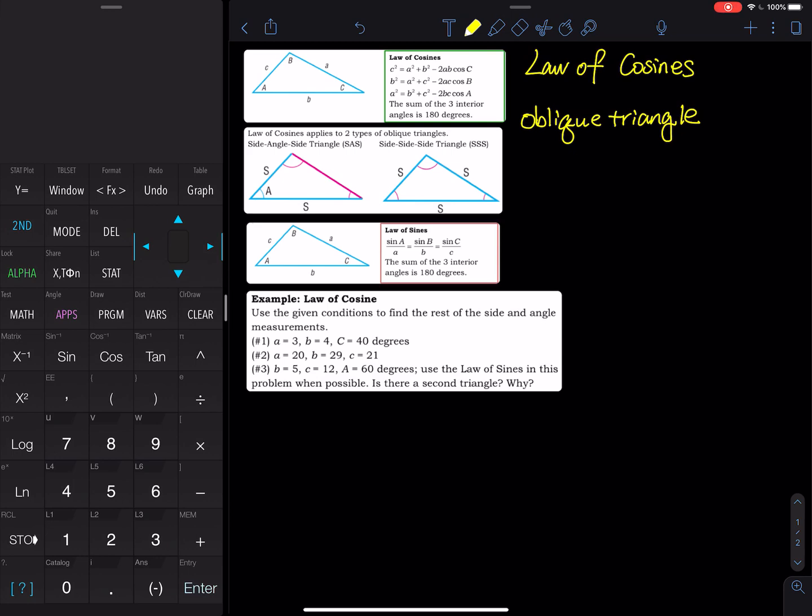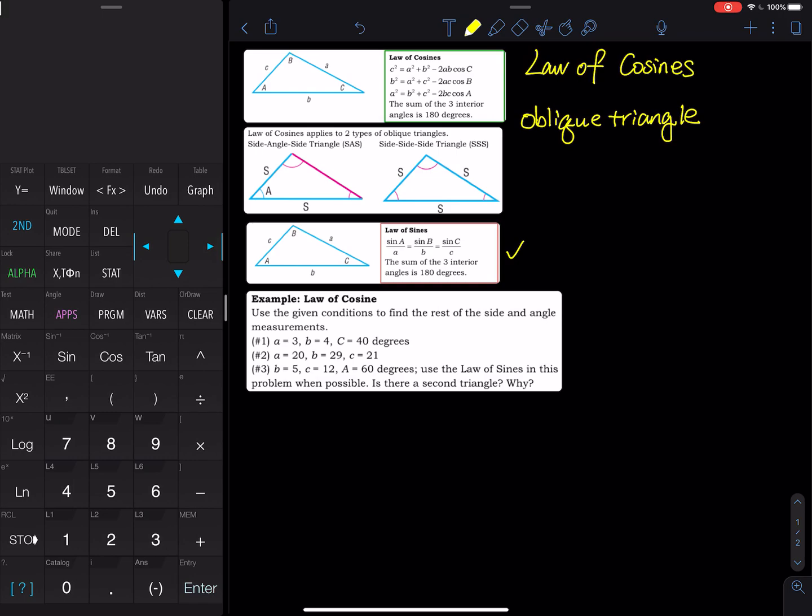In the previous lesson, I introduced the law of sines. What's the difference between the law of sines and the law of cosines? You see the formula right here. That is the law of sines. You take the A, B, and C in pairs, in fractions, and then set them equal to each other. That is the law of sines.